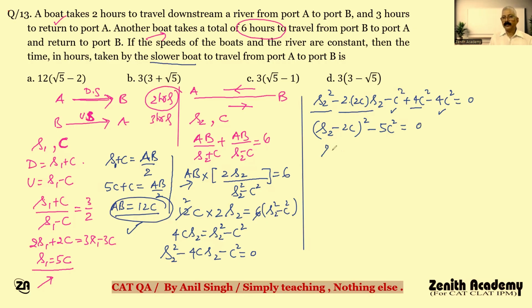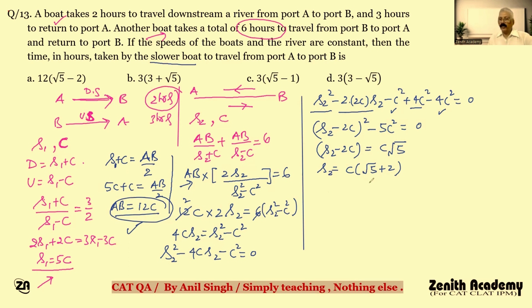So now S2 minus 2C is equal to C root 5. This will be S2 minus 2C is equal to C root 5. So S2 will be C of root 5 plus 2. And now you can find which one is the slower one. S1 is equal to 5 into C, and S2 is equal to C into root 5 plus 2.